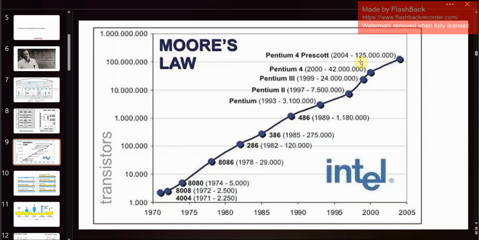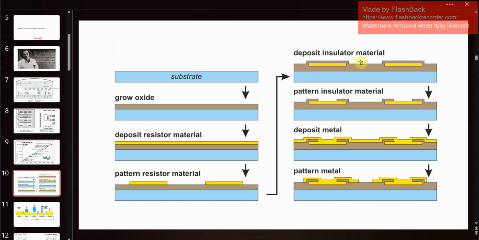In 1971, the 4004 had just 2250 transistors. Pentium 4, by which I mean 2000, has 42 million transistors. Nowadays there has been some divergence from Moore's law, but from 1971 to about 2004 it was a completely straight line, and Moore's law was being followed quite well. So this is about Moore's law.